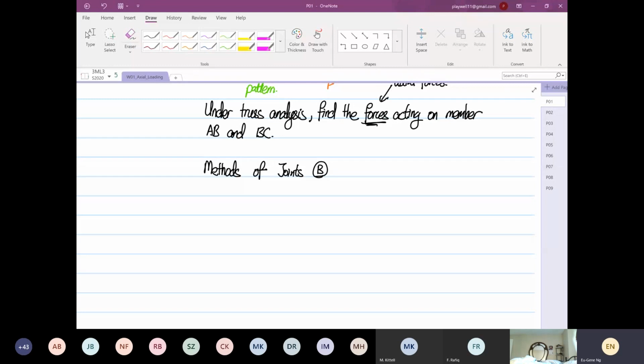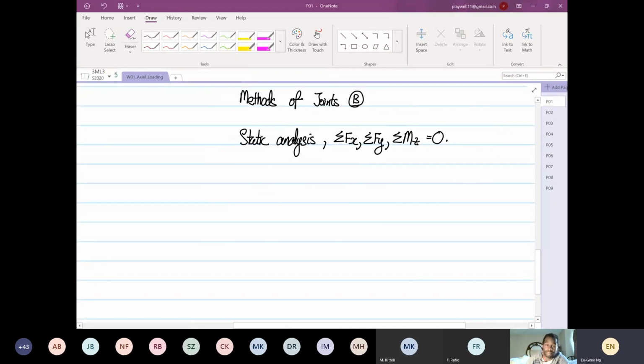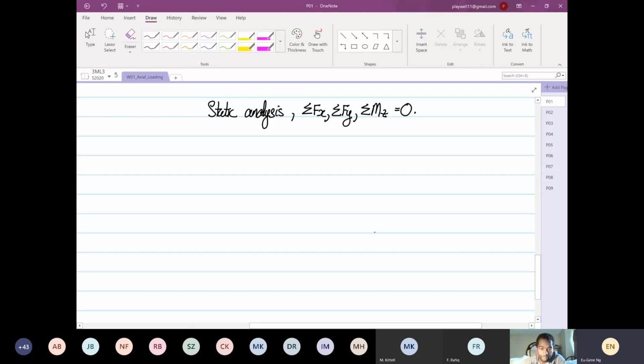So when we carry out method of joints, we are going to carry out static analysis. When we carry out static analysis, it means the summation of forces in the X, summation of forces in the Y, and summation of moment in the Z direction will all be equal to what? 0. Okay, so we are going to apply the method of joints. I'm going to have my point B over here, and then we have our applied load coming down. This applied load coming down is my P.